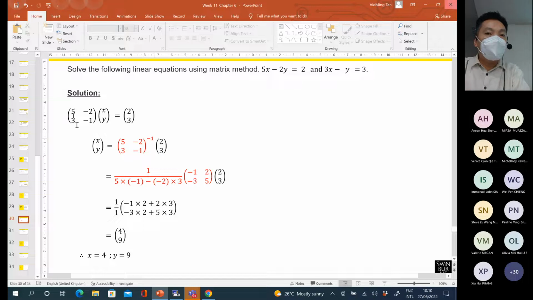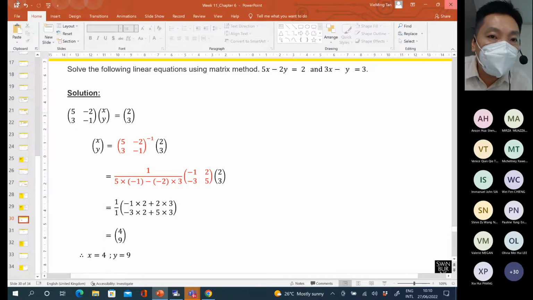So how to get the inverse matrix for this one? It uses 1 divided by the determinant. The determinant is 5 multiplied by -1 minus -2 multiplied by 3. You multiply that with the matrix where you need to change the location of A and D, and then change the sign for B and C.